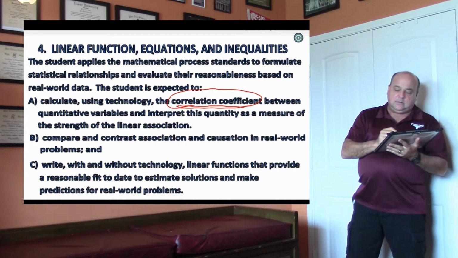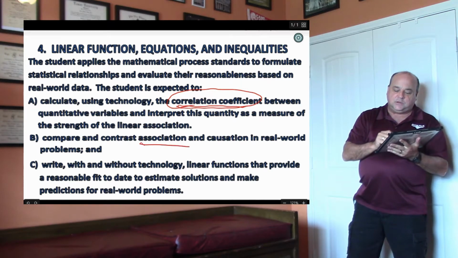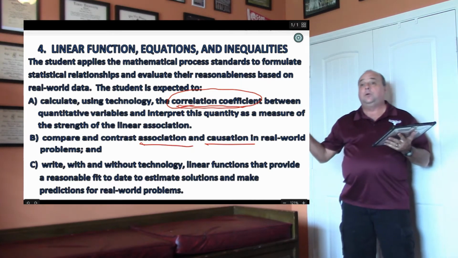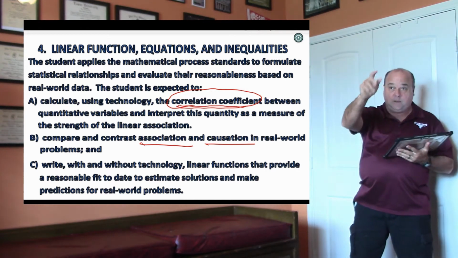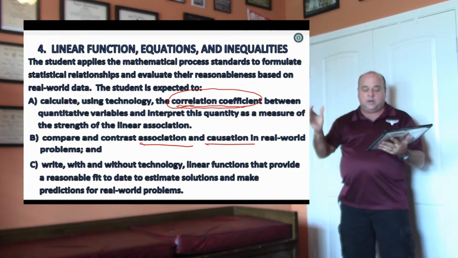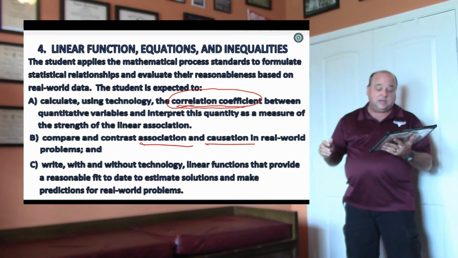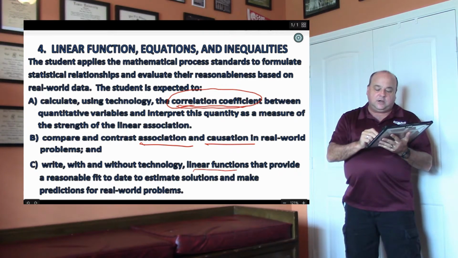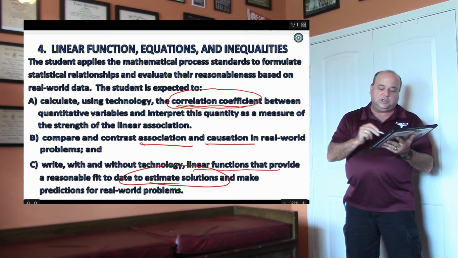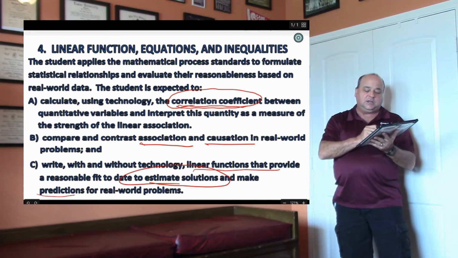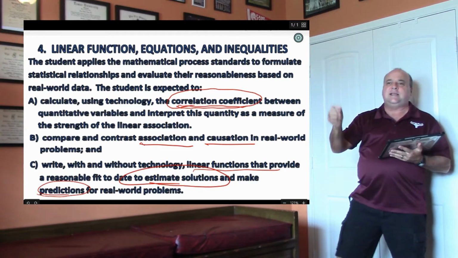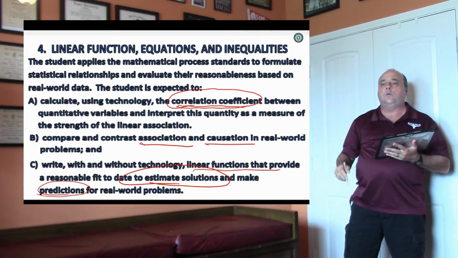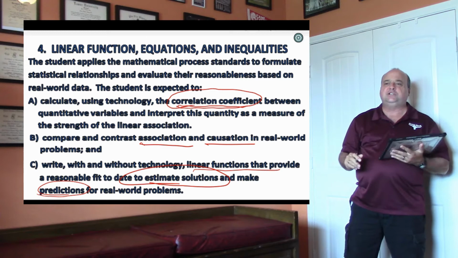The next TEK is compare and contrast association and causation. You probably don't know what that is. You're going to know what that is, okay? So we're going to compare and contrast association and causation. And then write with and without technology linear functions that provide a reasonable fit to estimate solutions and make predictions. So we're going to use these scatter plots, generate a linear equation, and make predictions with it.